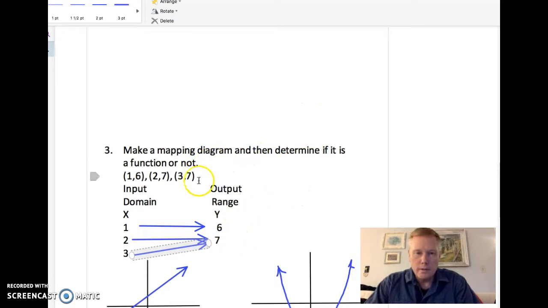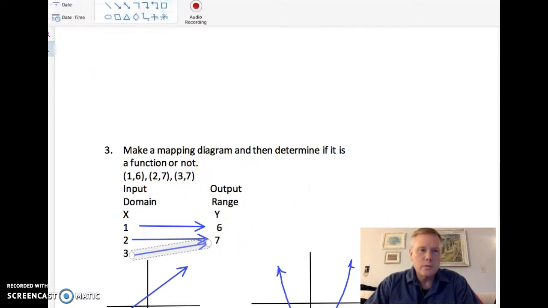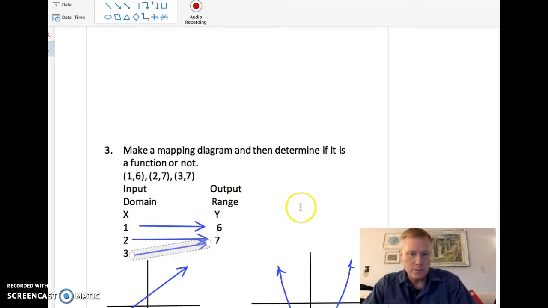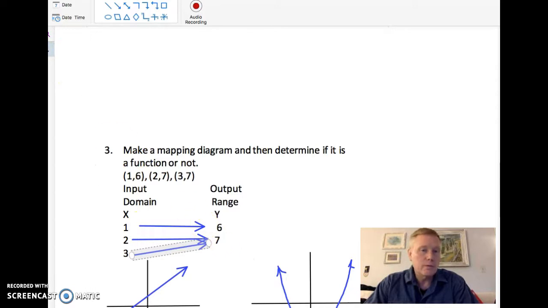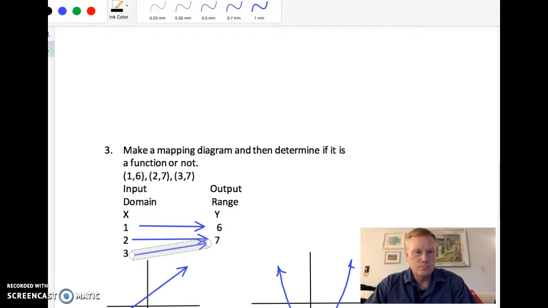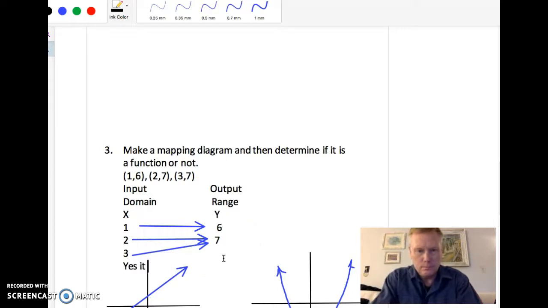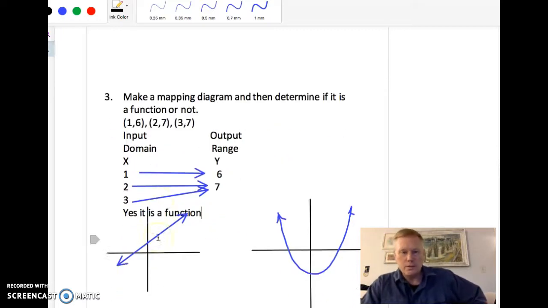And you can see then that the answer to the question of whether it's a function or not is no, it's not a function because, oh wait, it is a function because every input goes to exactly one output. I was thinking because 2 of them went to 7, it wasn't, but in fact, it is a function. All right, so that's the answer number 3.